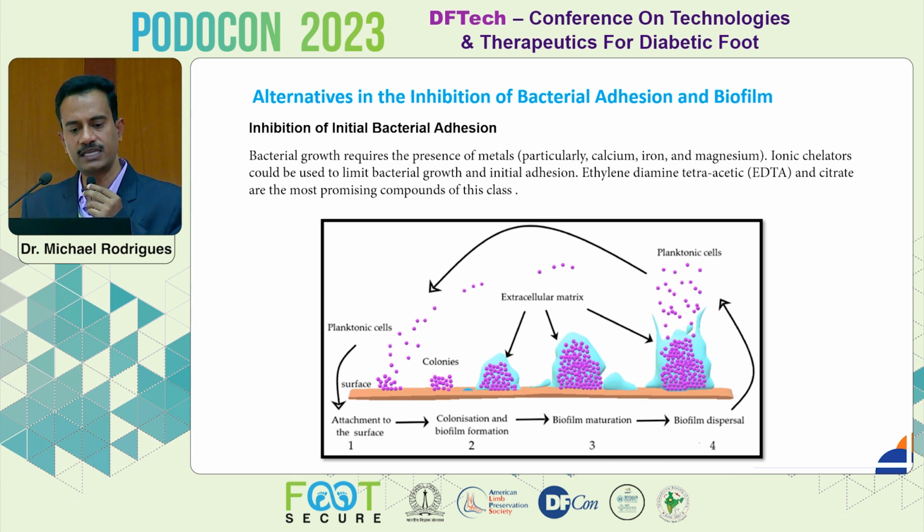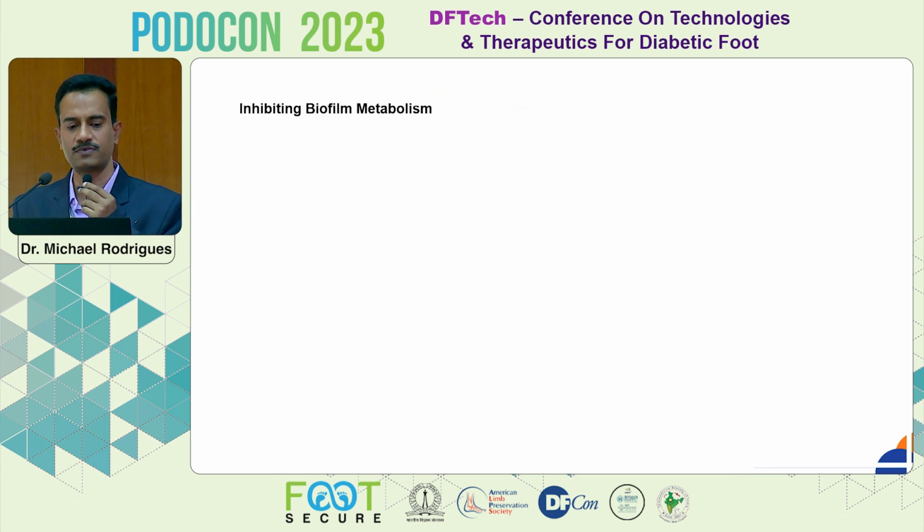So if there is an inhibition of the initial bacterial adhesion, that helps. There is a finding that in the presence of metal ions like calcium, iron or magnesium, the bacteria's adhesion increases. So there is a lot of research going on: can we chelate those in the wound? Some of the initial chelators like EDTA are being tried, wherein if I can chelate them, I will be able to take care of the bacterial adhesion. If there is no bacterial adhesion, then it will not progress into the bacterial biofilm form.